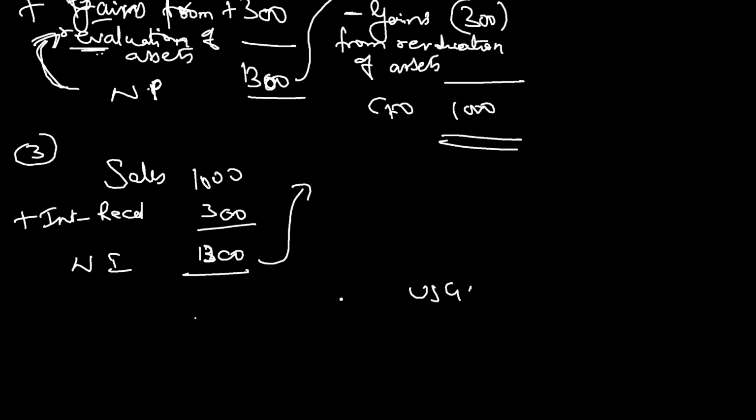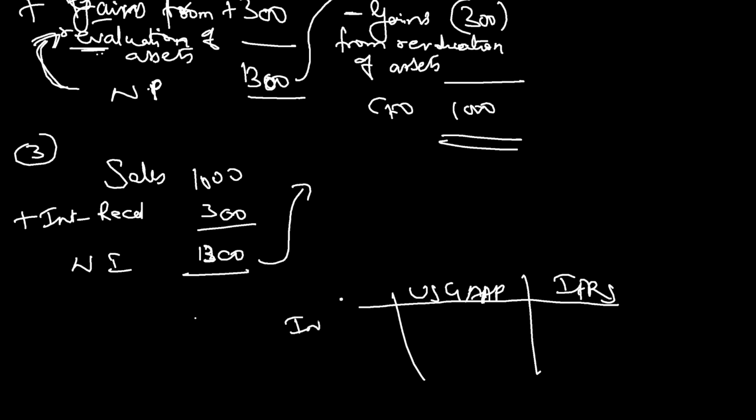See, this is US GAAP. As per US GAAP, what is the treatment for the interest received, and as per IFRS? Interest received, as per US GAAP, will go into cash flow from operations, and as per IFRS, it will go into cash flow from operations or else cash flow from investments.